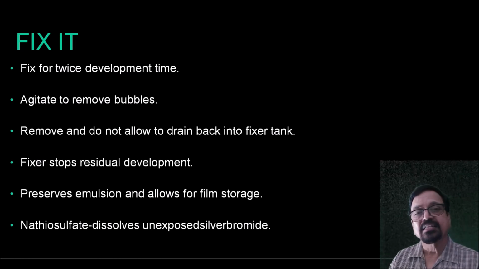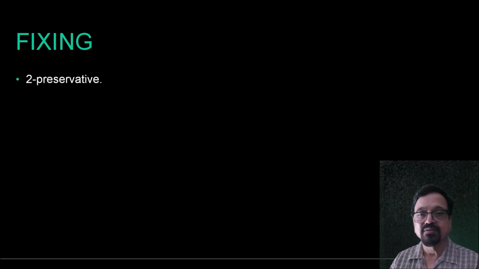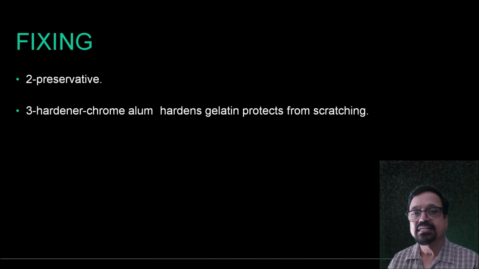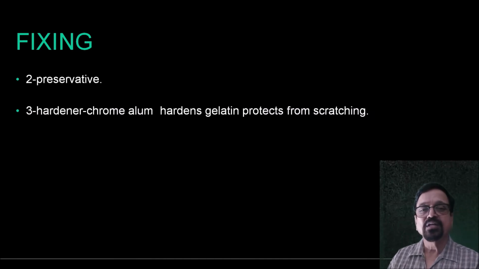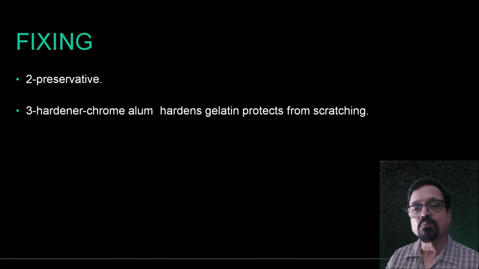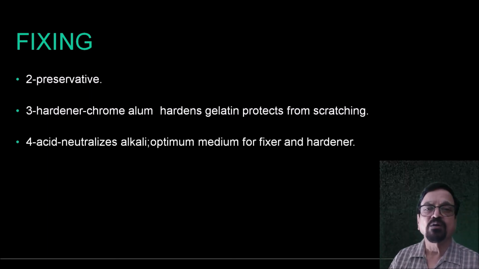Now, another function of the fixer is to remove the excess chemicals that remain on the film. The fixer has two preservatives, and it has to have a hardener, that is chrome alum, which hardens the gelatin and protects from scratching. Now all these things are important when you are going to preserve the films for a longer time.